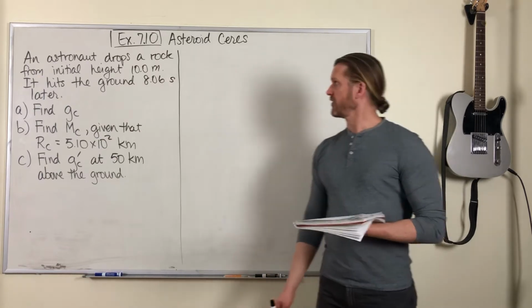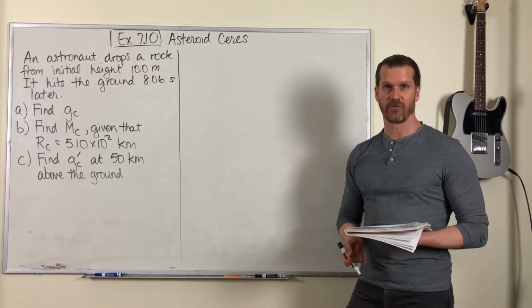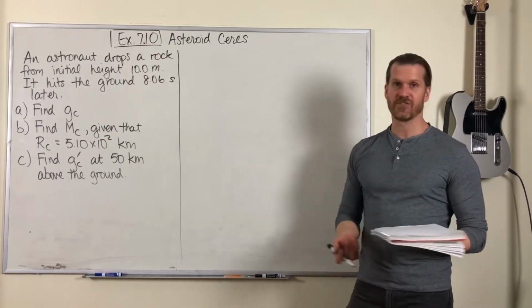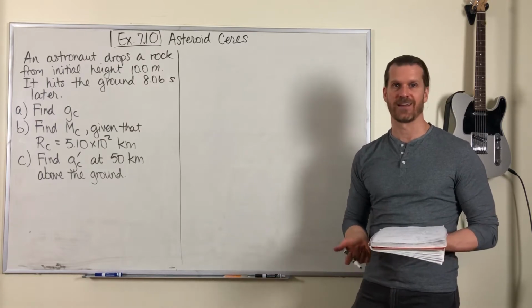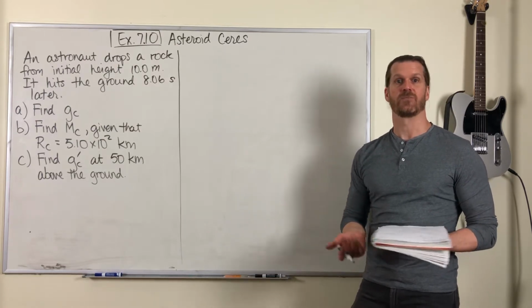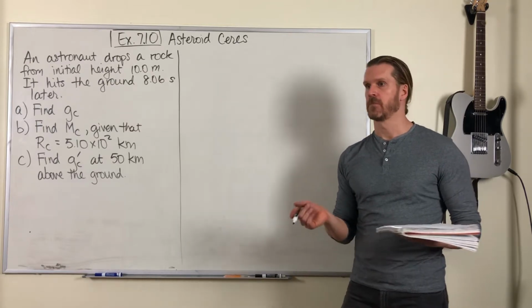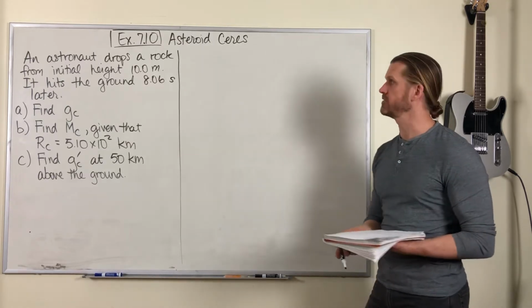So let's consider this example of the largest asteroid in our solar system. It's called Ceres. And imagine that an astronaut travels there. We haven't had any astronauts land on asteroids yet, but we have had space probes do it. No people yet, but maybe someday that'll happen.